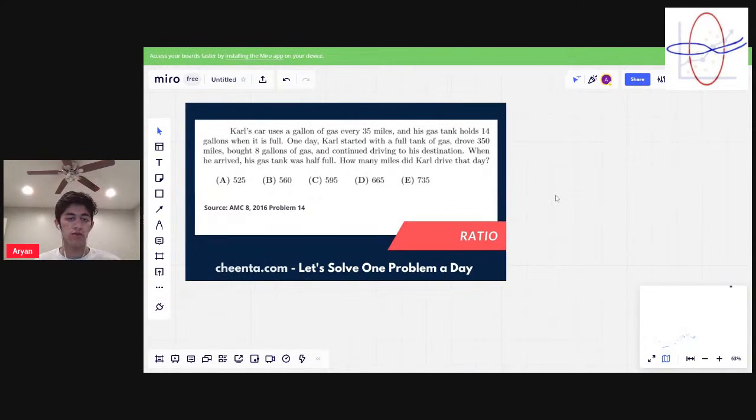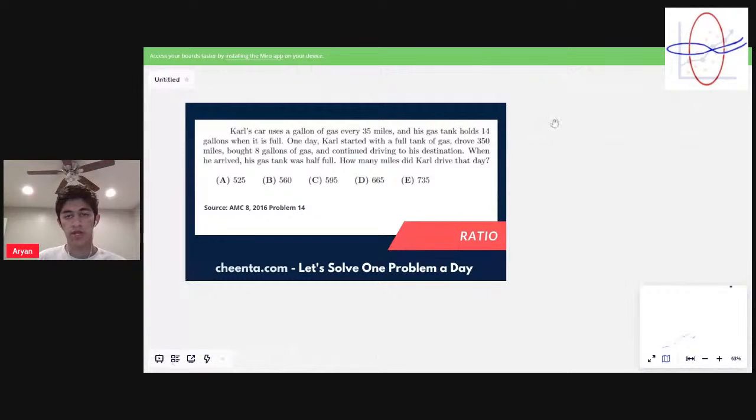Today we're going to look at the following problem from AMC 8 2016, problem number 14. Carl's car uses a gallon of gas every 35 miles and his gas tank holds 14 gallons when full. It says one day he started with a full tank, and how many miles did he drive that day?